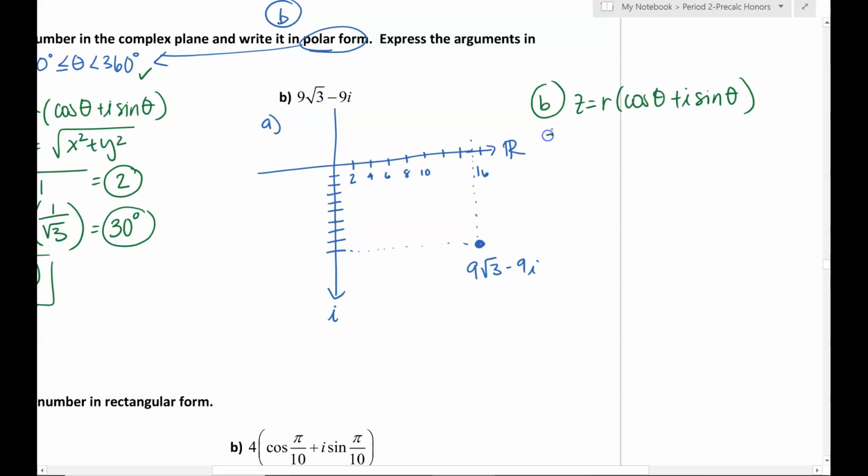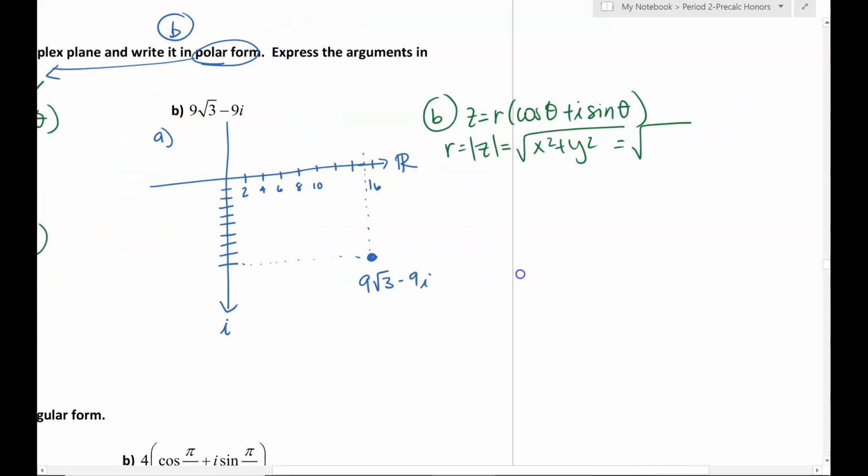So radius is the magnitude of z, which is going to be the square root of x squared plus y squared, where x happened to be 9 radical 3, and I square that, so that's going to be 81 times 3. Then plus, okay, y is negative 9, and I want to square that, so that's going to be 81. So under the radical, I have 243 plus 81, which is 324. So that's right now. I'm going to leave that right there.